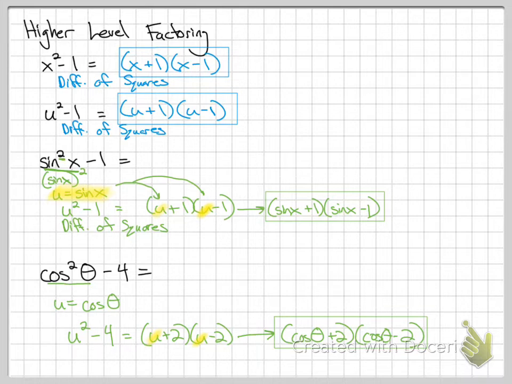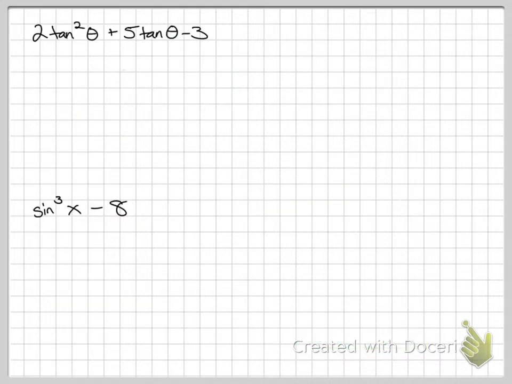Okay, so u squared minus 4, difference of squares, factors to be u plus 2, u minus 2. Don't forget that this was a u substitution problem, so you need to change the u's back to cosine theta. So cosine theta plus 2, cosine theta minus 2 is how it factors. That's where we stop. Next page.